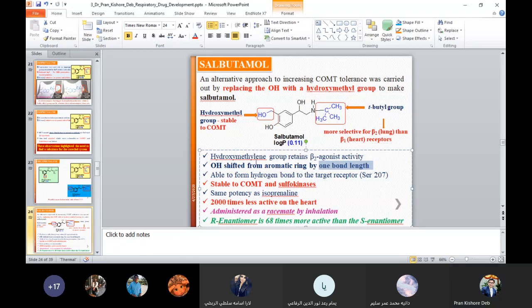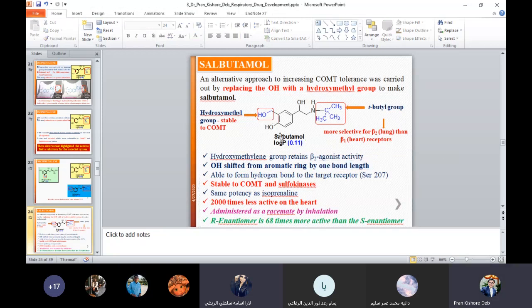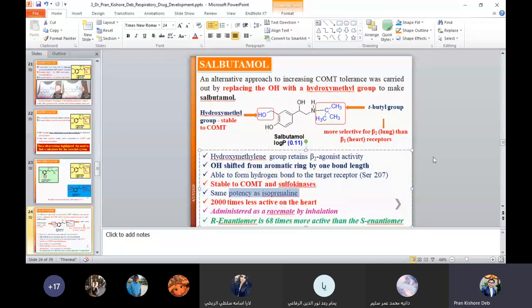Yeah, clear. What about the other OH? The other OH will form normally, but the OH on the top will be closer because of the increase of one bond length. Because the CH2 group is in between, it goes closer and forms stronger hydrogen bonding, which also increases the potency. Theoretically, but initially, when it was introduced in the market, its potency was found to be the same as isoprenaline because it was given as a racemic mixture.